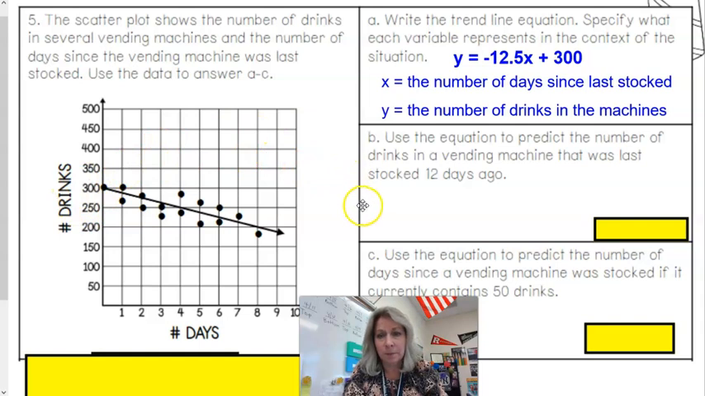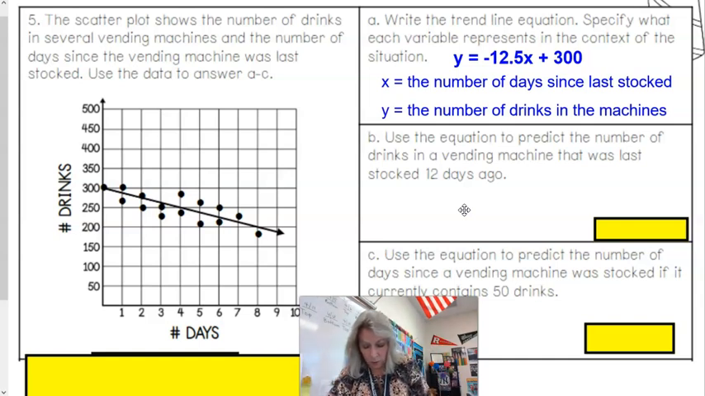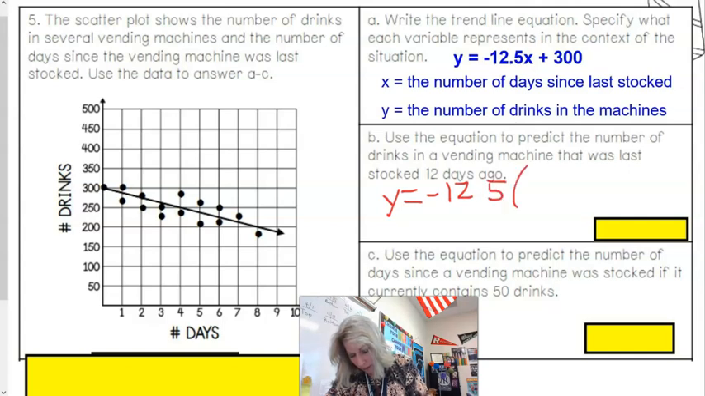Now we're going to use that equation that we found for the trend line to make a prediction of the number of drinks that would be in the vending machine that was last stocked 12 days ago. Just notice how that's not on my graph, so I can't just pick that point and answer that question. So what can I do if I know 12 days? What value is days? It's the x value. It's on the x-axis. So I'm going to take y equals negative 12.5, plug in the 12 days for x, and add 300, and see what y is equal to.